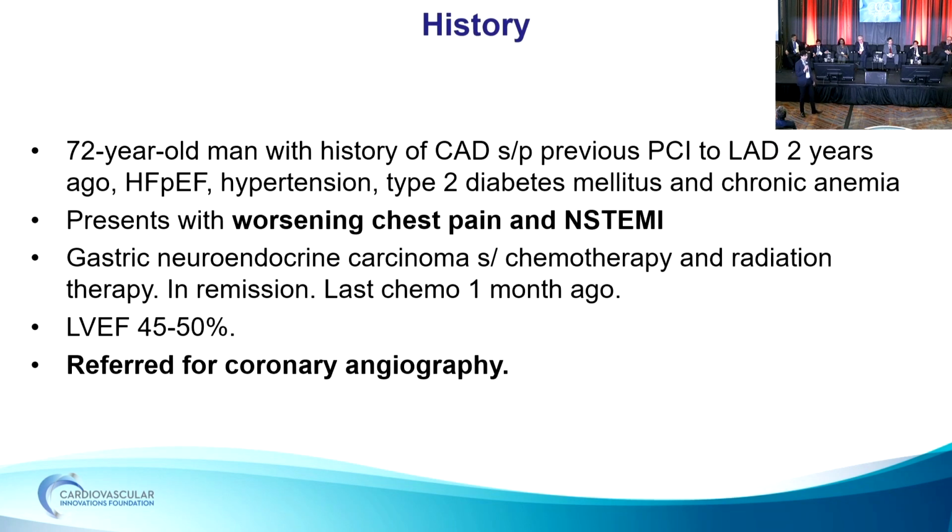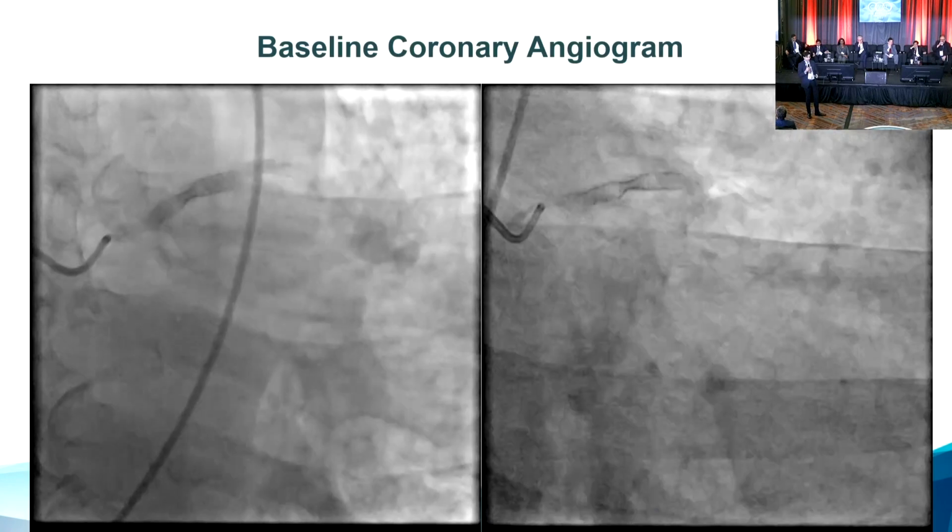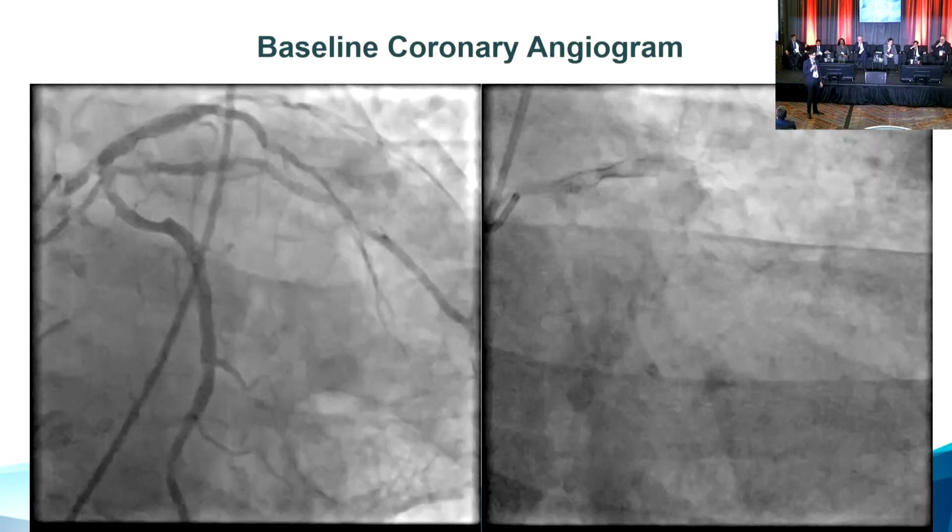So we have a 72-year-old man who had a history of coronary artery disease, with a PCI to the LAD about 2 years ago, HFpEF, hypertension, type 2 diabetes mellitus. He came in with NSTEMI, has a neuroendocrine tumor on chemotherapy, and his EF is 45 to 50%. He was referred for coronary angiography for NSTEMI, and these are his baseline angiograms.